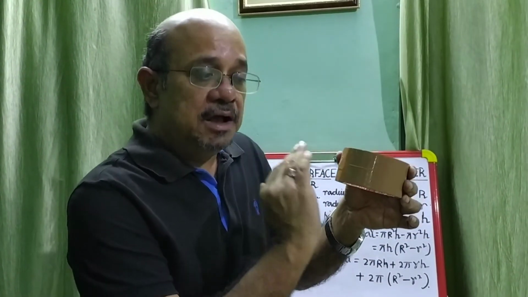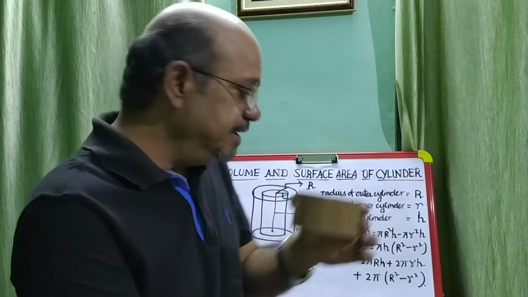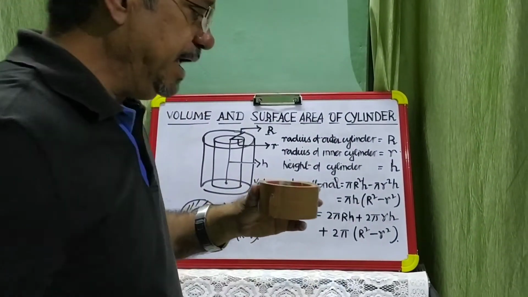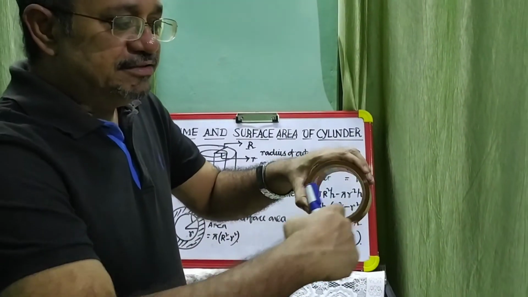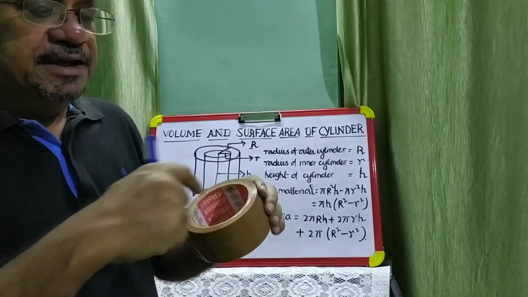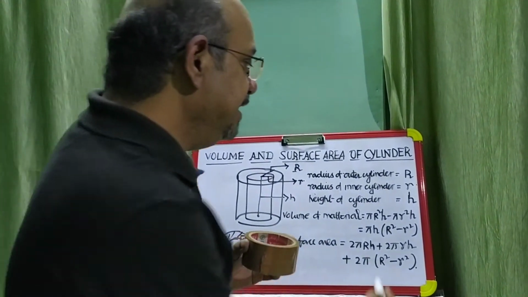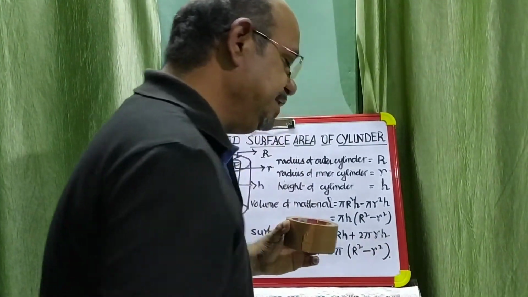What is the area of this outer curved part? It's the curved surface area of the outer cylinder. So its area is equal to 2 pi capital R h. Similarly, the inner part is the inner curved surface area of the inner cylinder. It is 2 pi small r h.